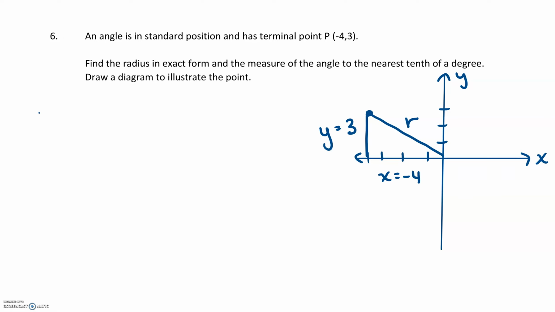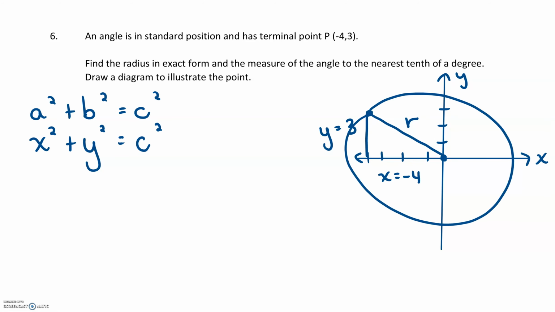To find the radius, we have to use the Pythagorean theorem, which is a squared plus b squared equals c squared, which we can turn into the equation of a circle which has the origin at 0, 0. So the origin here is 0, 0. Remember that there is a circle that could be drawn, possibly. And that's where we get the equation of a circle.